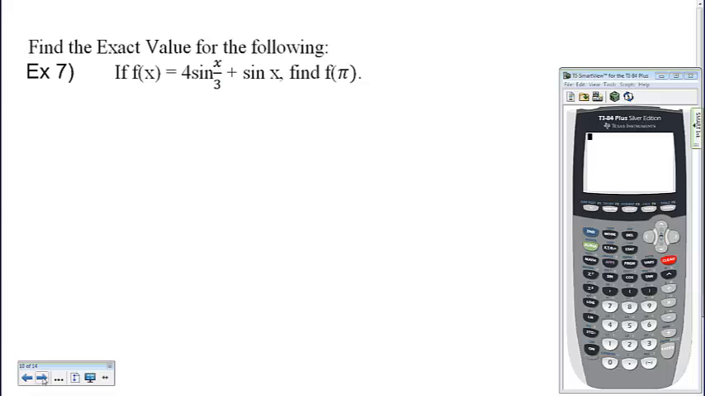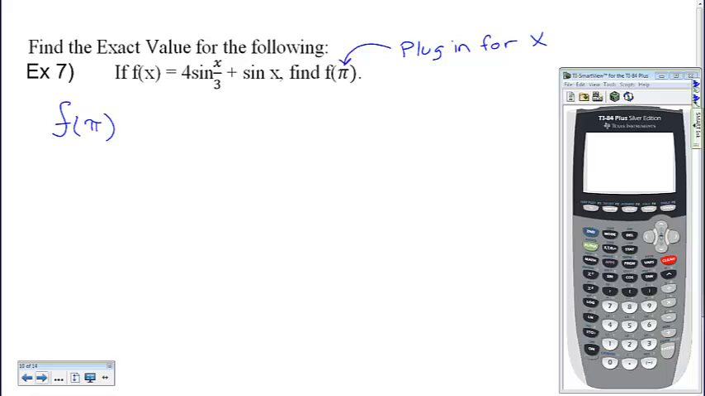So example 7, we've got to dig back to algebra. We're asked to find the exact value of a function f of x equal to 4 sine x over 3 plus sine of x, and we're given f of pi. We want to find that value at f of pi. Remember from algebra 1, when you're given an f of some value, you plug in that value for the given variable. In this case, plug in pi for x.